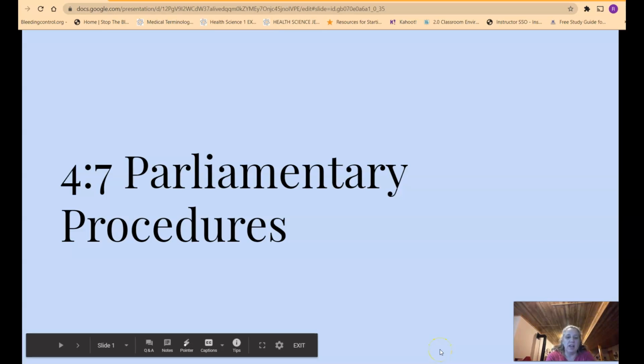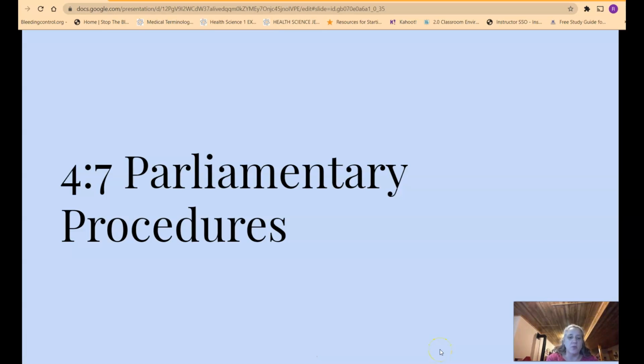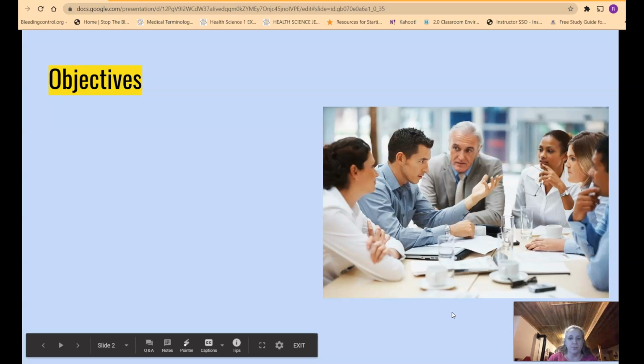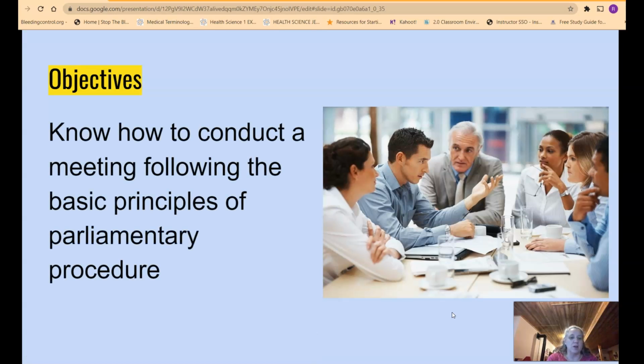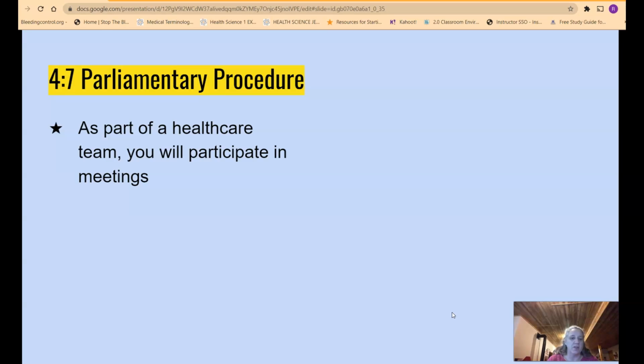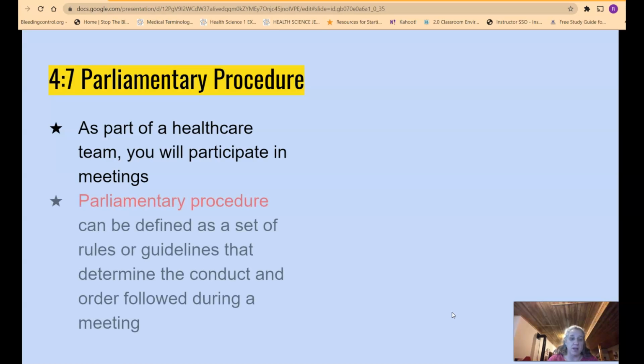So this recording is going to be on section 4.7, parliamentary procedures, and section 4.8, which is stress. So the objective is to know how to conduct a meeting following the basic principles of a parliamentary procedure. As part of Act 13, you will participate in meetings.